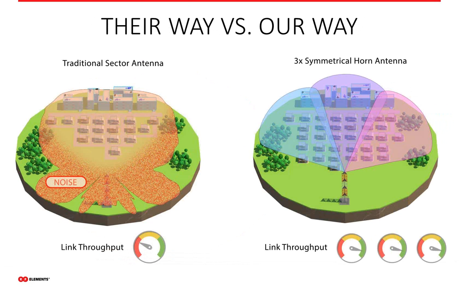So if we look at their way, the mainstream manufacturers and traditional sector antennas, versus our way, the only way to truly grow is by using more precise radiation angles on your antennas with higher co-location capabilities and much greater noise isolation. This is the only way to achieve the massive scalability that people are looking for.